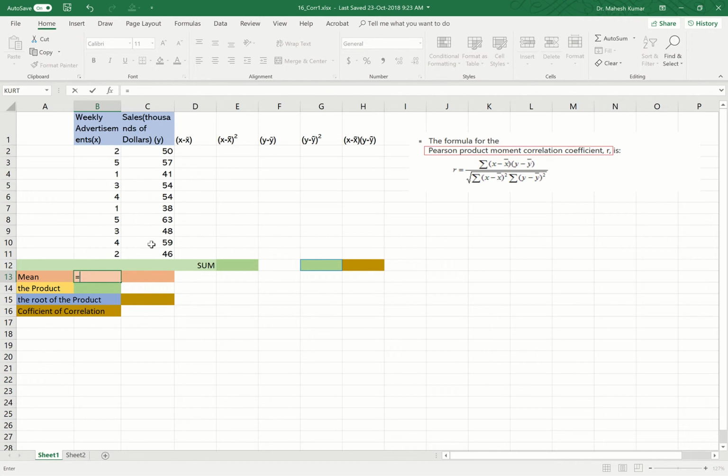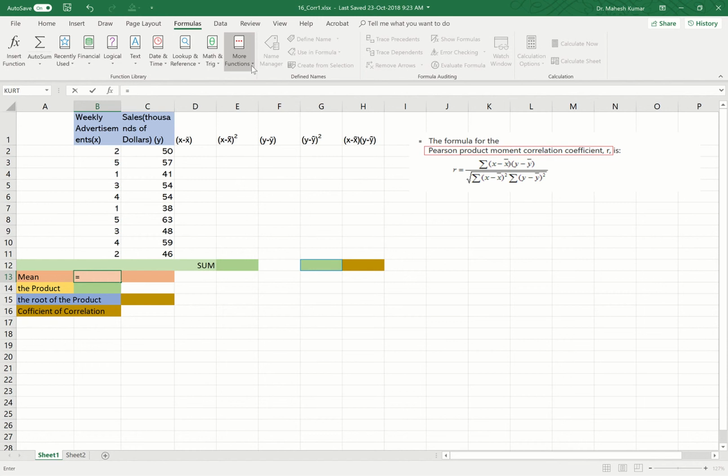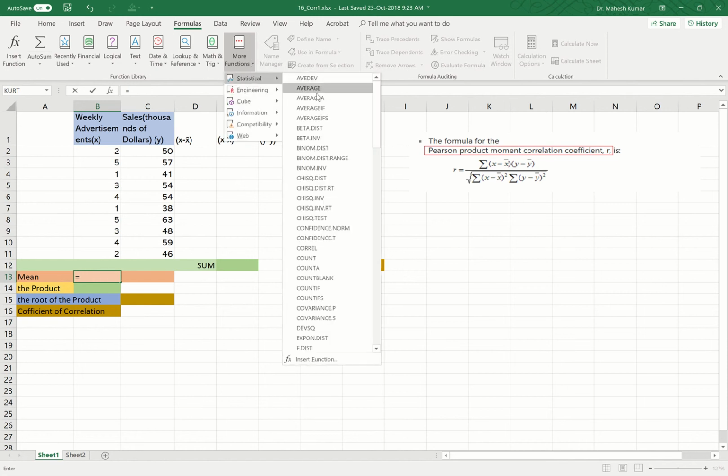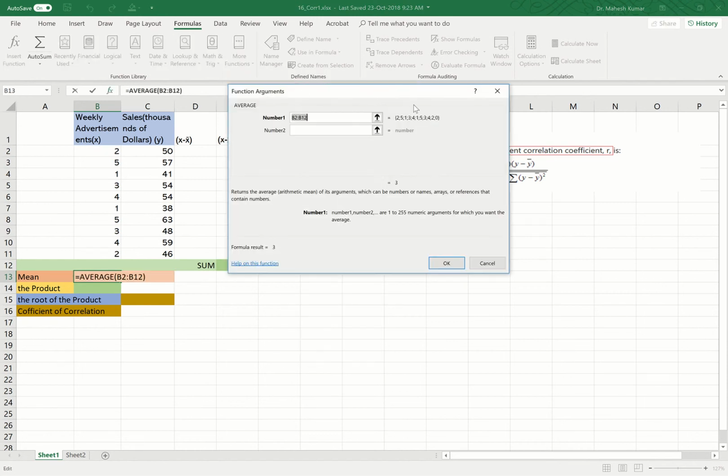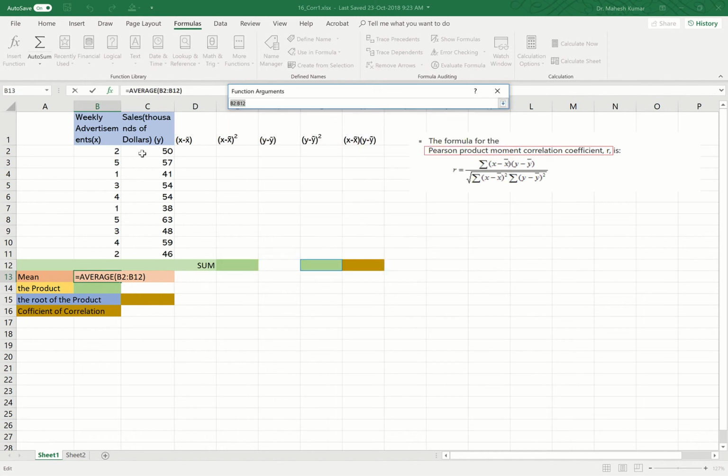We are now moving to a two variable study, and the first thing we are doing is calculating the coefficient of correlation. So we will compute the Pearson product moment correlation coefficient. First of all, we calculate the mean of series X. I go to formulas, functions, statistical, average, and select the data from series X, that is the number of advertisements placed during the first 10 weeks.